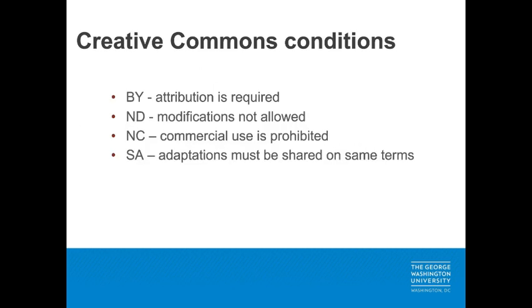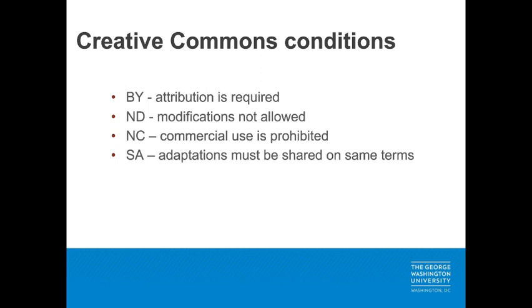And there are two-letter abbreviations for each of these, and we'll see when we look at the Creative Commons icons later on where these two-letter abbreviations come in. But the first one is BY, which refers to attribution is required. So it means that someone else can make use of the copyrighted work, but they must give attribution to the original copyright holder.